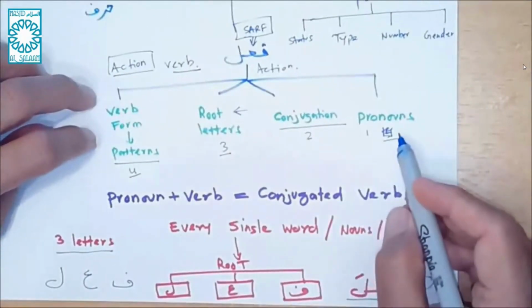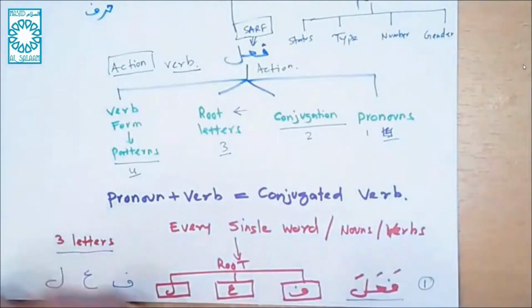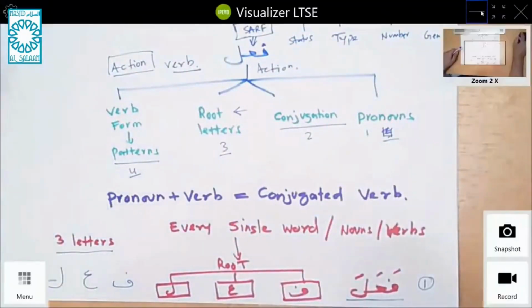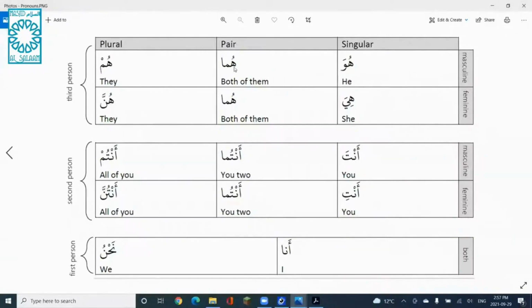Now, pronouns, we know that those are the huwa, huma, hum. Let me quickly show you that chart. Huwa, huma, hum. Hiya, huma, hunna. And that is the third person. And you can see the top line is the masculine and the bottom line is the feminine. And we also know that we have the singular, pair, and plural. Another name for pair is dual. Okay. So huwa, huma, hum. Hiya, huma, hunna. Anta, antuma, antum. Anti, antuma, antunna, ana, nahnu.